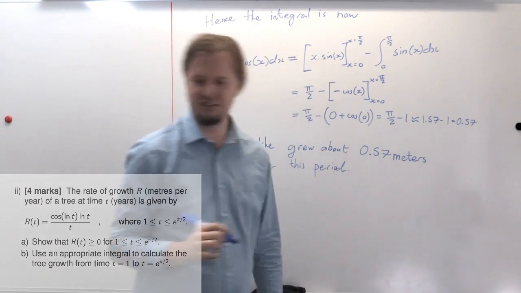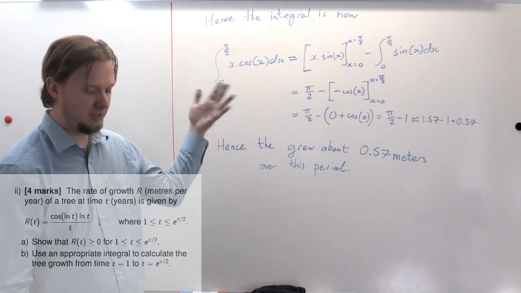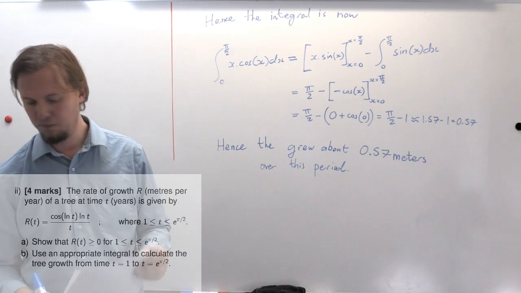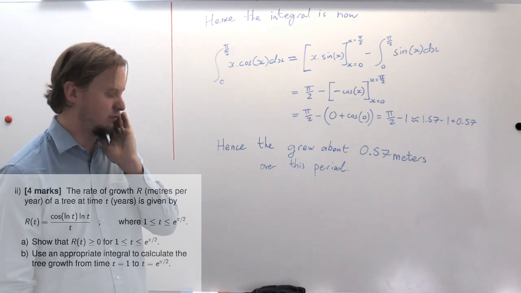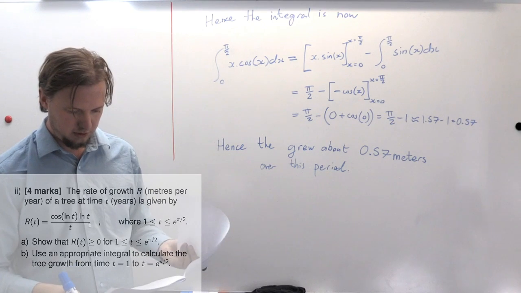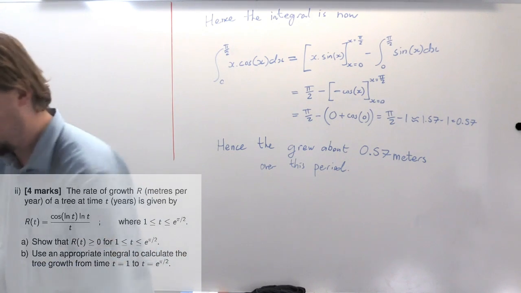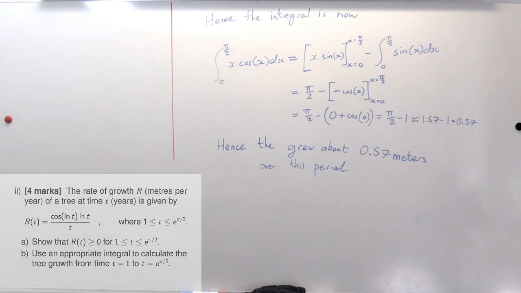Of course, this isn't a sensible model of tree growth, I don't think, but it is an integral you could do, and that's really the reason for doing it. So yeah, this is approximately 0.57 meters of growth, according to this model. Alright, so there's one more question. This was a big mark question.